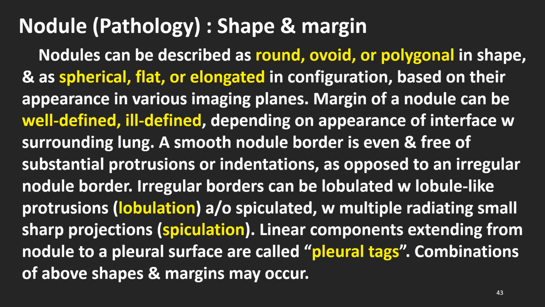A smooth nodule border is even and free of substantial protrusions or indentations, as opposed to an irregular nodule border. Irregular borders can be lobulated with lobule-like protrusions, lobulation, and/or spiculated with multiple radiating small sharp projections, spiculation. Linear components extending from nodule to pleural surface are called pleural tags. Combinations of above shapes and margins may occur.